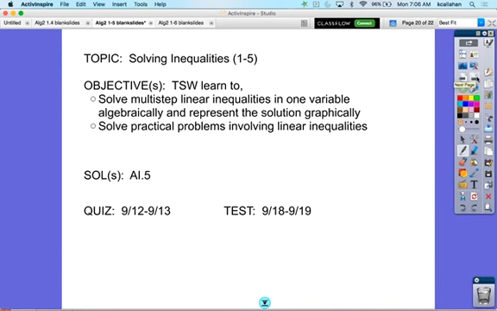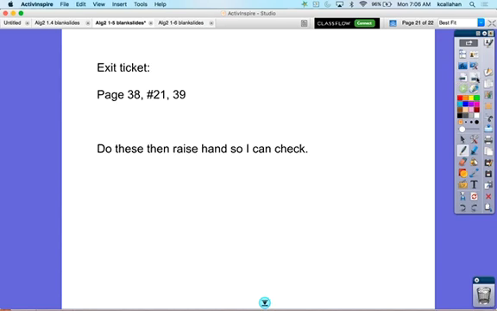We solved multi-step inequalities. We did a couple practical problems. Before you do the homework, I really want you to do an exit ticket, which is part of what they have us doing. They want us to be doing this more routinely. These are actually 2 problems that come from the homework assignment. So you're actually going to be doing 2 of the homework problems. So do these 2, and when you're done, raise your hand and I'll come over and check and make sure you're on track.